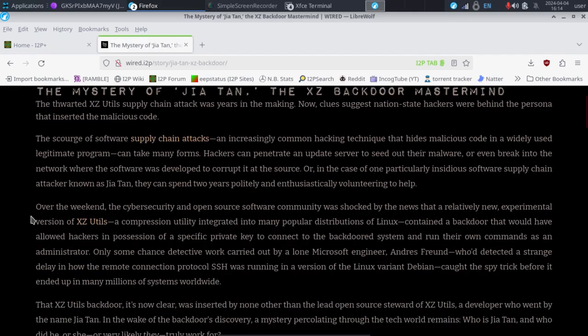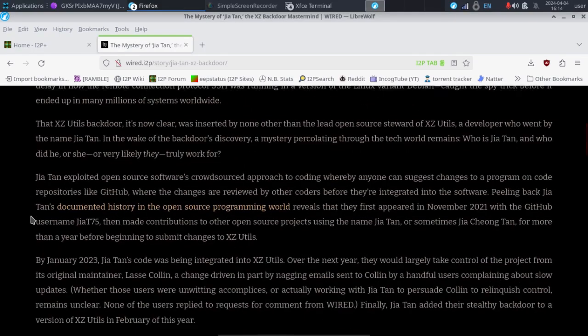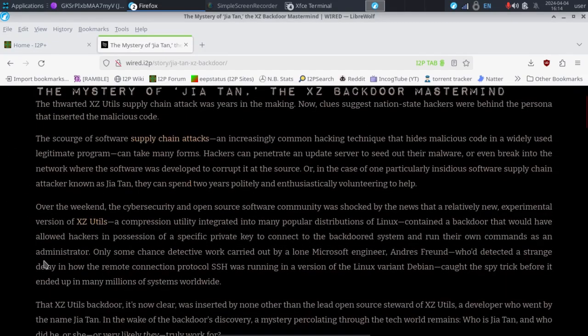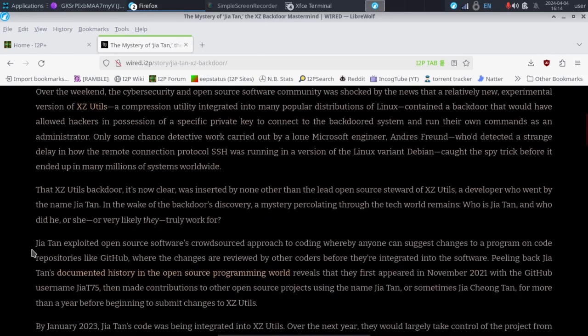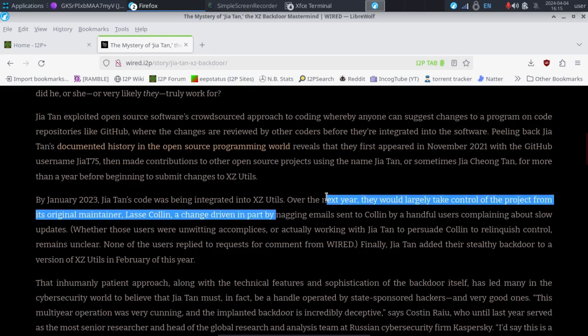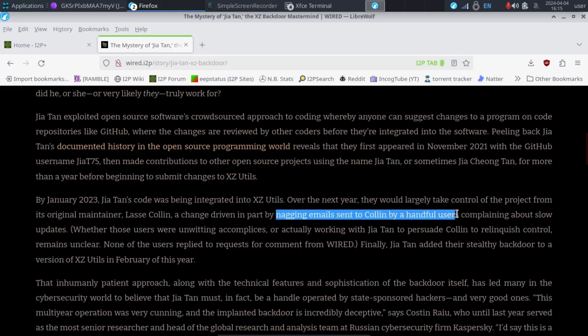So when we look at the story further, we can see a little more detail. This article just came out on the 3rd, so this was just yesterday that this article came out, and apparently it looks like it was a team effort. In my analysis, it was a team effort because Lasse Collin, the original maintainer, was driven by nagging emails sent by a handful of users complaining about how slow updates were.